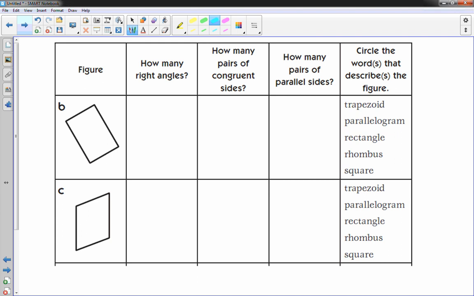See if I have time for a couple more here. Try to keep my mini lessons less than 10 minutes. All right, let's look at this thing, letter B. How many right angles? Well, it looks like it has 4. It looks like all the corners are right angles to me. So I'm going to say that it has 4. I'm guessing that you might agree with me at home.